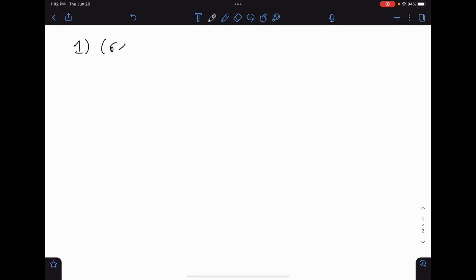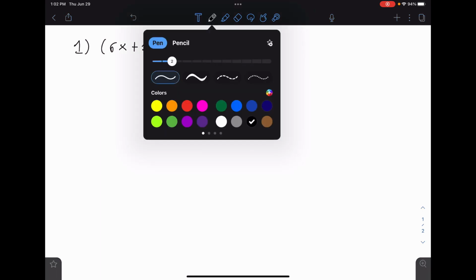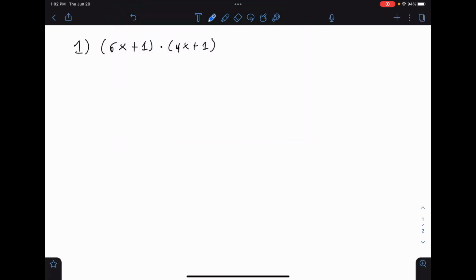So the FOIL method refers to multiplying a binomial times another binomial. So I'm going to write out two binomials multiplied together. Now, if you're confused on what a binomial is, it just refers to an expression, so something within brackets, or an equation, that has two terms. So this bracket has two terms, so we call that a binomial. This bracket also has two terms, so we call it a binomial. And they interact with each other through multiplication. So when we have a binomial times a binomial, we use FOIL.